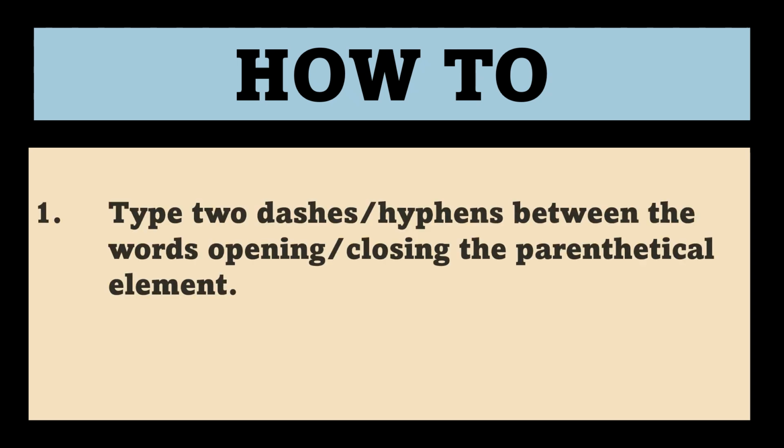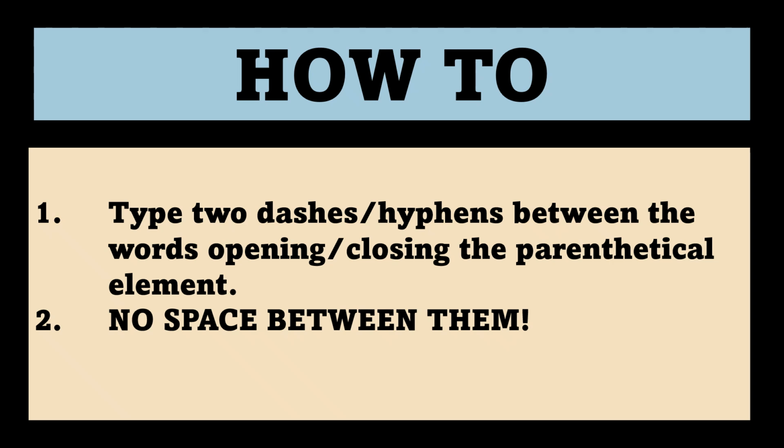How to create the M as in Mary dash. One of the problems with the M as in Mary dash is the same as the problem with the N as in Nancy dash. There is not an M dash button on the keyboard. So how do we create one? Well, we simply type 2 dashes in between the words opening and closing the parenthetical element, right? So you have your main clause, dash dash, and then you put in the first word of the parenthetical element.